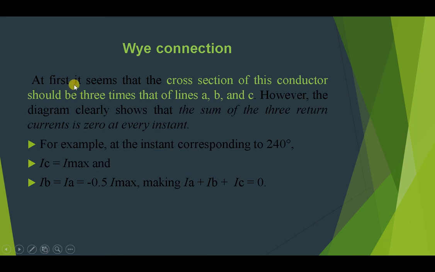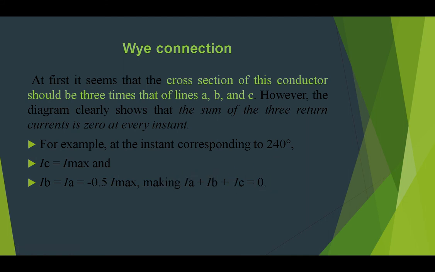You will think that the cross section of the neutral conductor should be 3 times that of the lines A, B and C, or phase A, phase B and phase C. However, the diagram clearly shows that the sum of the three return currents is 0 at every instant. For example, at the instant corresponding to 240 degrees, IC is equal to I maximum and IB is equal to IA is equal to minus 0.5 I max, making the sum of these currents equal to 0.